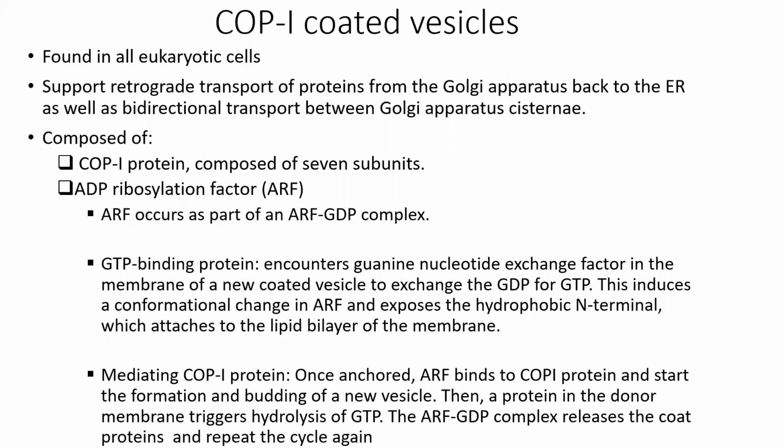So COPI coated vesicle, what is that? They're found in eukaryote cells, and they support the retrograde transport of protein from the Golgi apparatus back to the ER, as I described earlier, and they also support the bidirectional transport between Golgi apparatus cisternae. They are composed of COPI protein, a protein of 7 subunits, and the ARF, which stands for ADP ribosylation factor, occurs as part of the ARF-GDP complex.